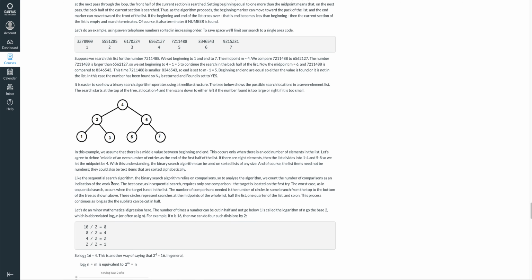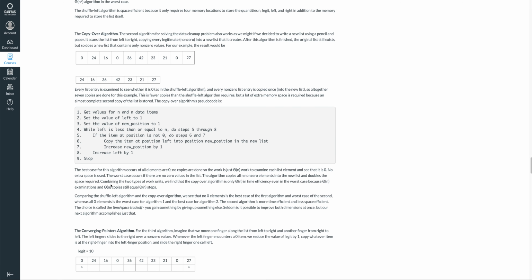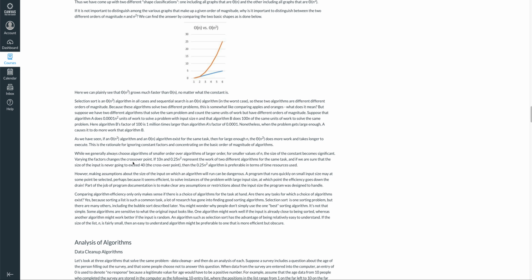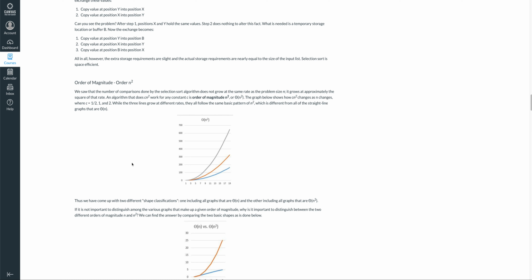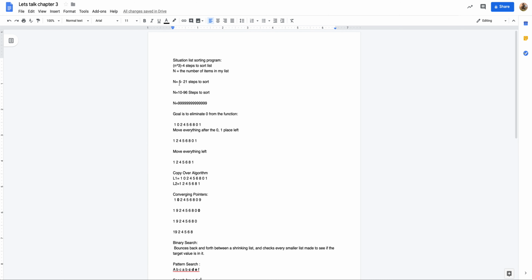So essentially what you need to know from chapter 3 is that an algorithm must be easy to understand, must be elegant, it must be efficient. Efficiency is measured in time generally. The amount of time that it takes can be mapped by a polynomial function. If it can be mapped by a polynomial function, it's called a polynomially determinate function. Polynomially determinate functions include data editing algorithms, such as the move everything left, the selection sort, the copying over algorithm, and the converging pointers algorithm.